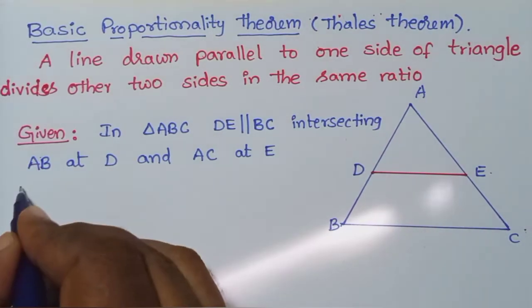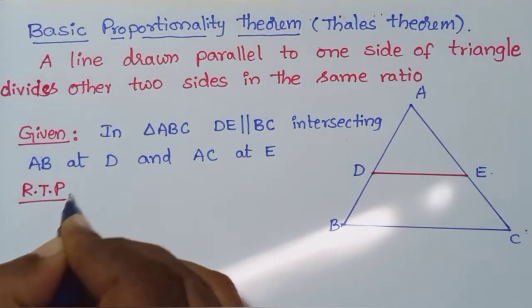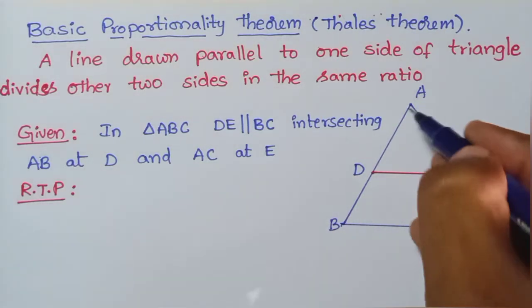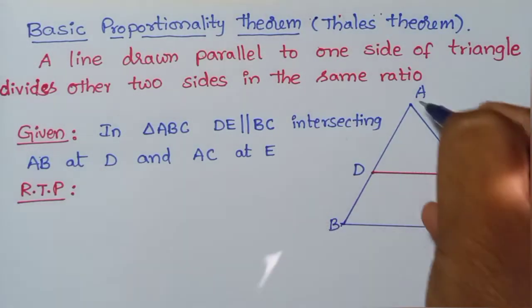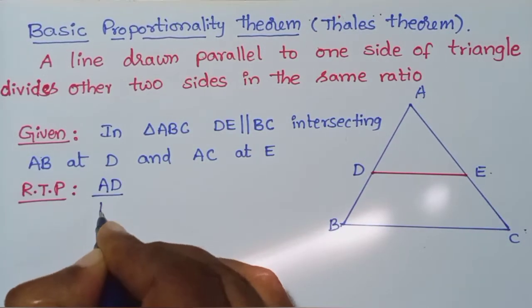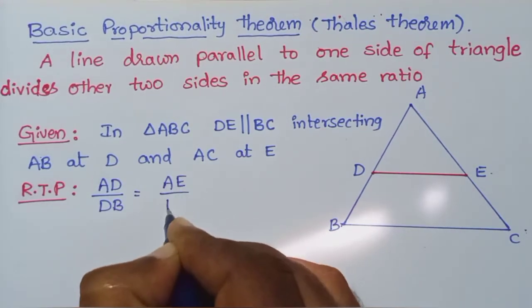Now we have to write RTP. RTP means, you know students, required to prove. What is required to prove in the theorem? Yes, we need to prove that AD by DB is equal to AE by EC.